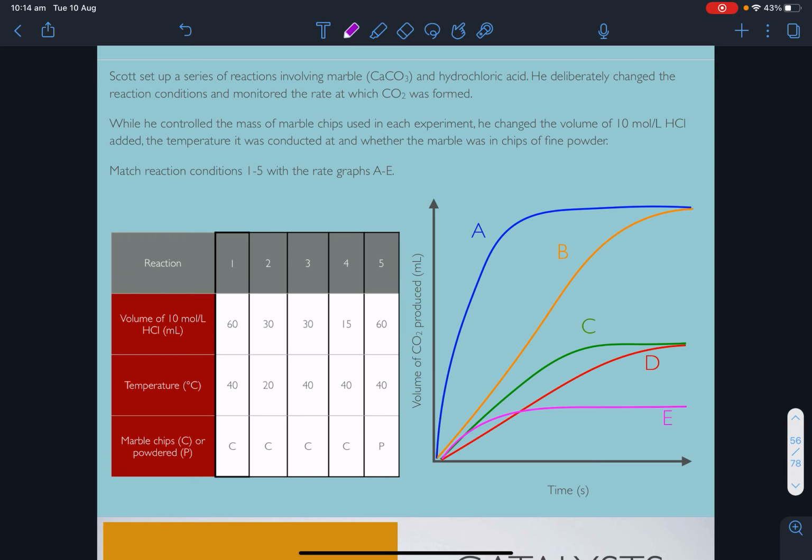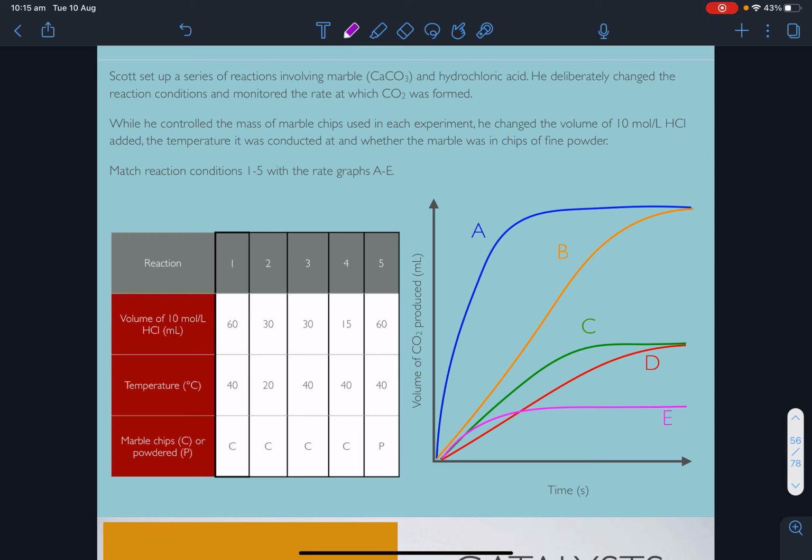So Scott set up a series of reactions involving marble, which is calcium carbonate, and hydrochloric acid. Okay? I've got a base, carbonate, and acid, so we're going to produce salt plus water plus carbon dioxide. He deliberately changed the reaction conditions and monitored the rate at which carbon dioxide was formed. Okay?